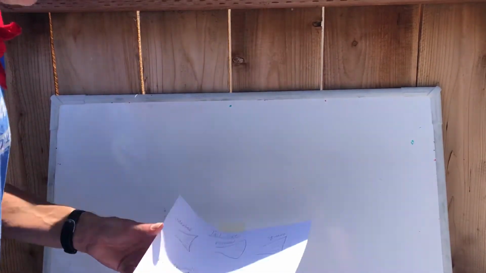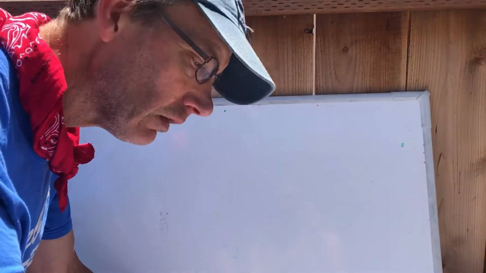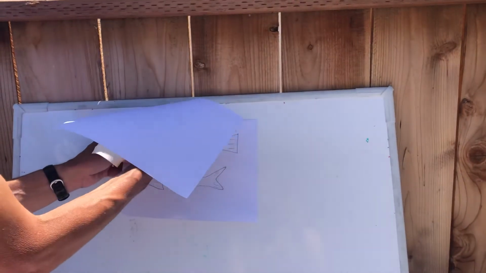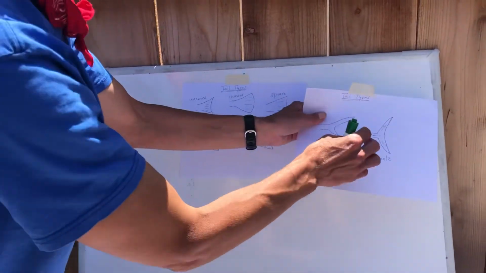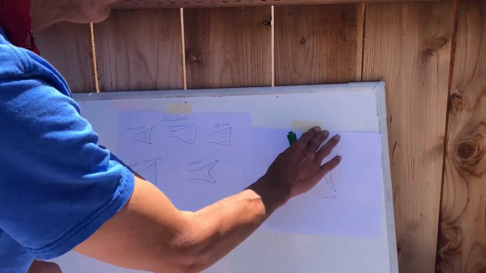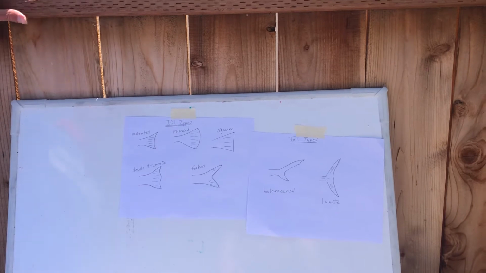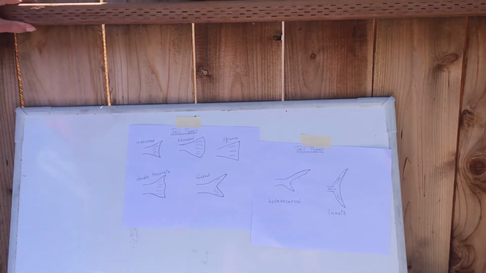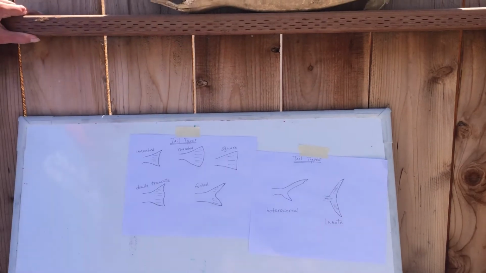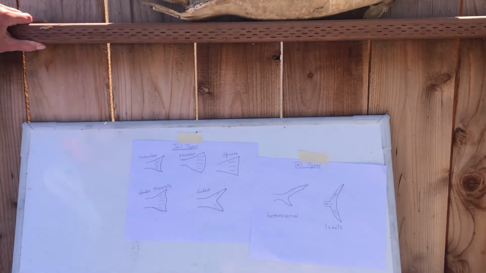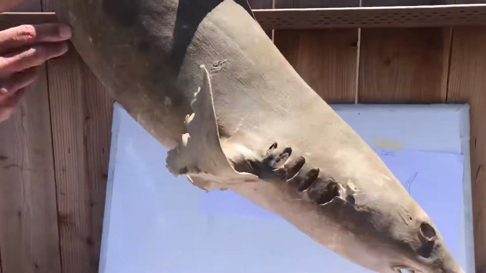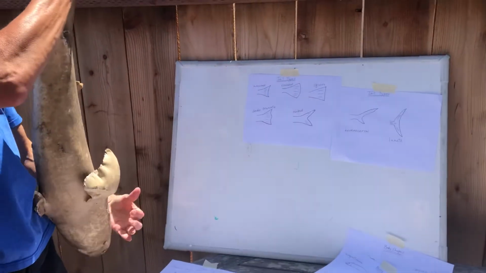Okay. Then let's take a look. Oh, wait a minute. Hold on, Mr. Bennett. You missed a couple of tail types. Sorry about that. Okay, these are important ones. There's heterocercal, which means that the upper lobe is longer than the lower lobe of the tail. And that is seen sometimes in some species of sharks.